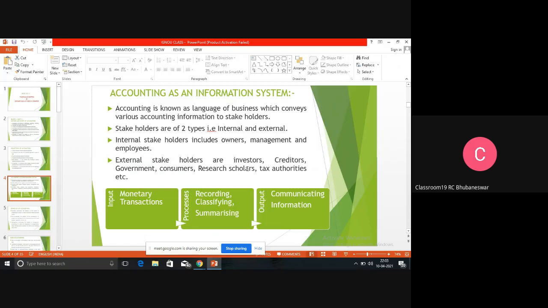If we summarize the art of accounting, we can understand it better through this diagram. First, there is a monetary transaction. Second, those monetary transactions are recorded, classified, summarized, analyzed, and interpreted. And finally, that information is communicated to various stakeholders, known as internal stakeholders and external stakeholders.